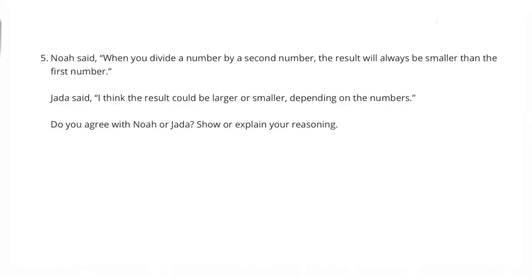Number 5. Noah said, when you divide a number by a second number, the result will always be smaller than the first number. Jada said, I think the result could be larger or smaller depending on the numbers. Do you agree with Noah or Jada? Show or explain your reasoning.